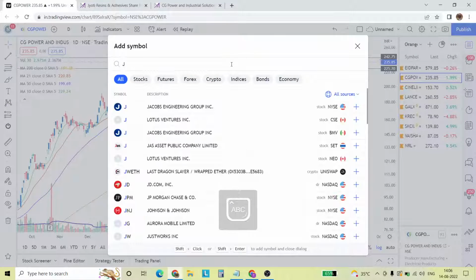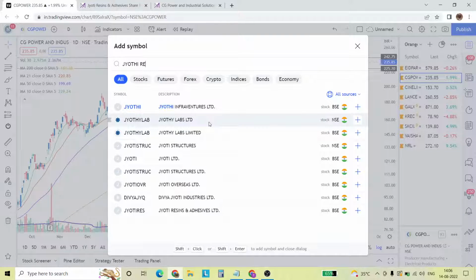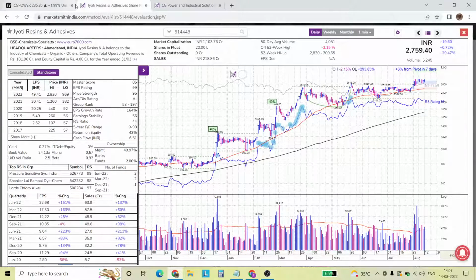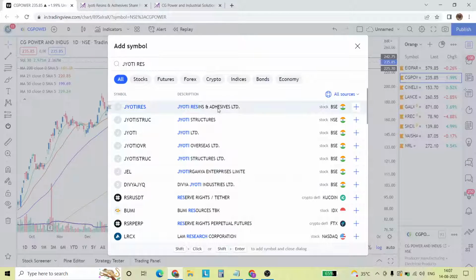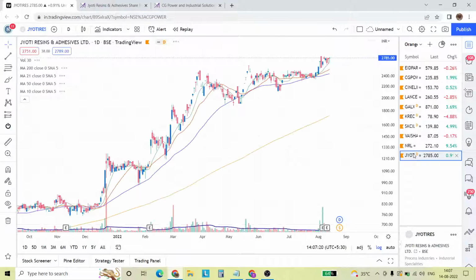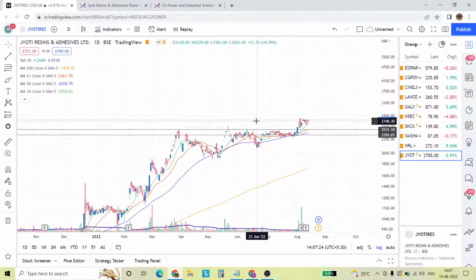Jyoti Resins. Where is it? Okay, we can just copy paste this one. No, we cannot. Jyoti Resins and Adhesives. Okay, so here what we are going to do is set the alert. Beautiful, that is beautiful.